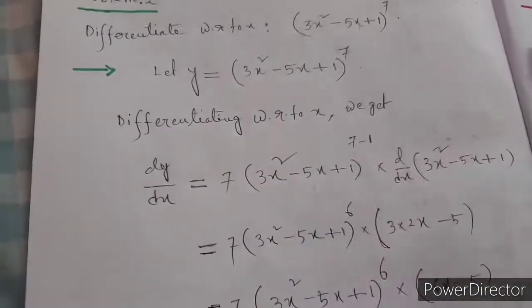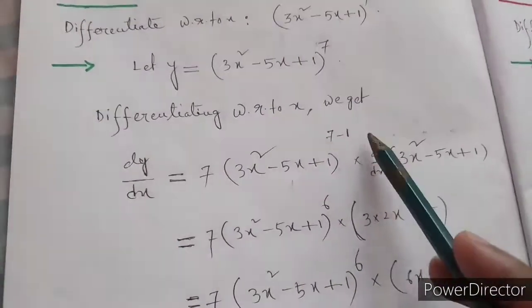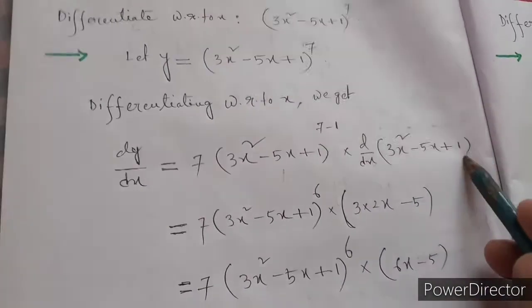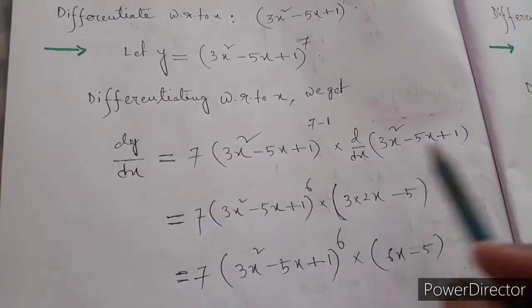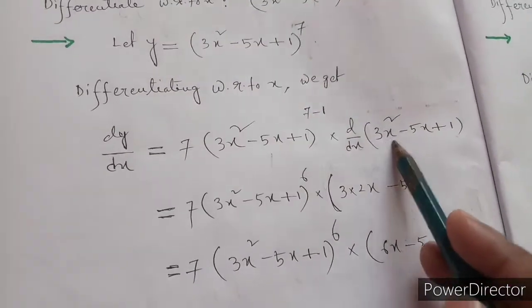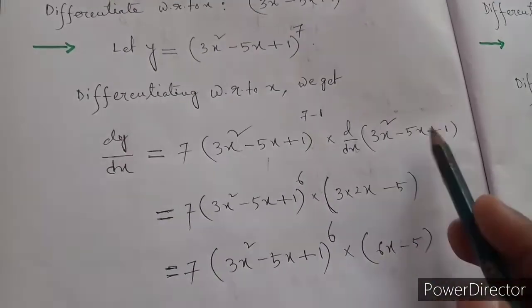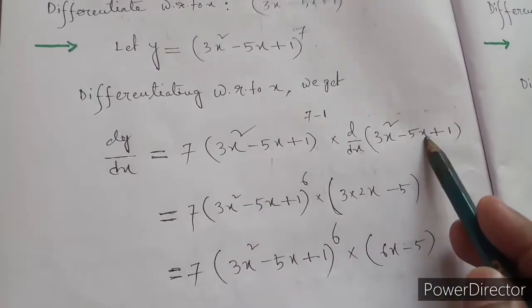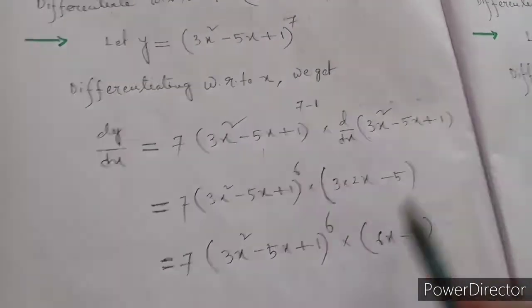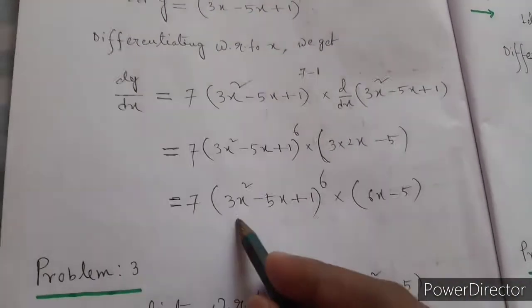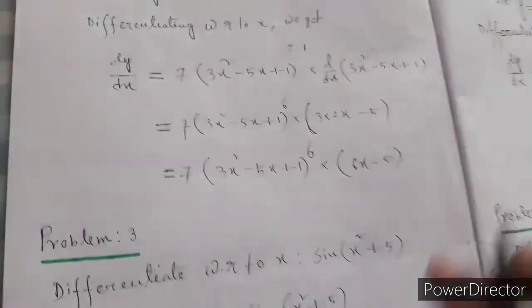And the derivative of 3x square minus 5x plus 1, d/dx of 3x square minus 5x plus 1. The power is 7 minus 1, which means 6. The derivative of 3x square is 6x, 5 is a constant multiple so the derivative of 5x is 5, and the derivative of 1 is 0. So this should be 7 into (3x square minus 5x plus 1) whole to the power 6, and this should be into (6x minus 5).